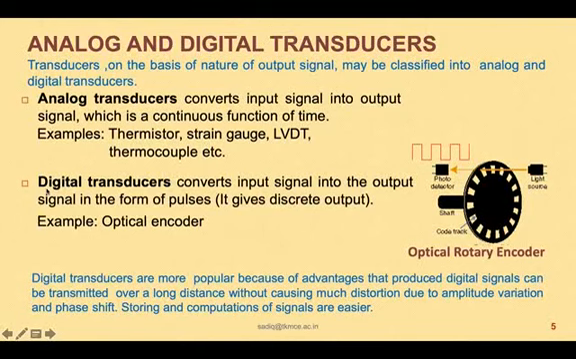Whereas digital transducers convert the input signal into an output signal in the form of pulses, or they give discrete outputs. An example is the optical encoder. An optical encoder consists of a coded disc. It's a disc having certain openings and opaque regions, and the width of the openings and the opaque regions are equal. So these are equally spaced openings and closings. In this arrangement, there is a stationary photodetector and a stationary light source such as an LED.